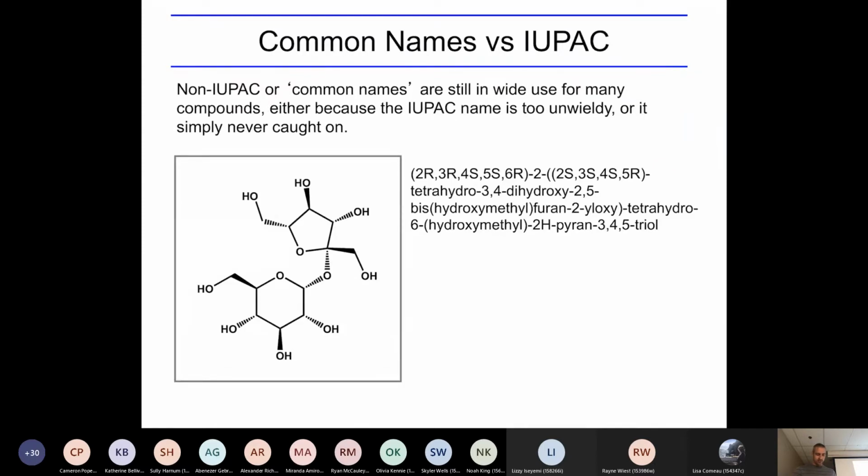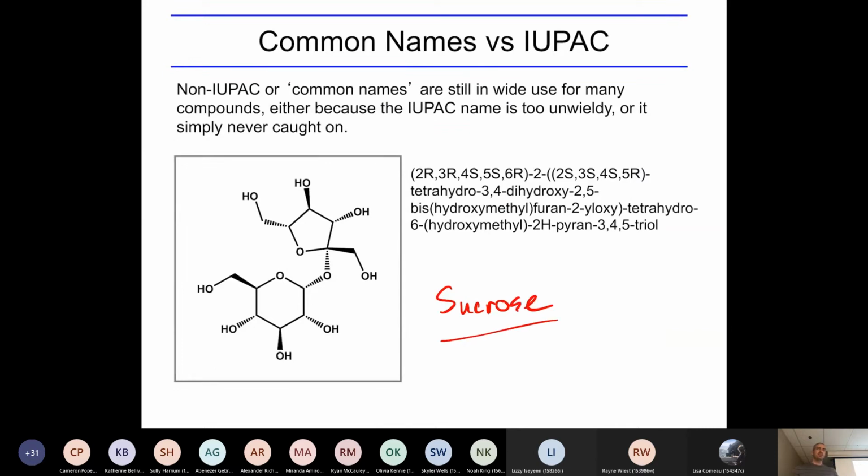How about this compound? This compound has an IUPAC name. The IUPAC name for this one is 2R, 3R, 4S, 5S, 6R, 2, 2S, 3S, 4S, 5R, tetrahydro 3,4-dihydroxy 2,5-bis hydroxymethyl furan 2-yl-oxy tetrahydro 6-hydroxymethyl 2H-pyran 3,4,5-triol. Simple molecule, right? This goes by a simpler name, which isn't popping up for me. Sucrose.